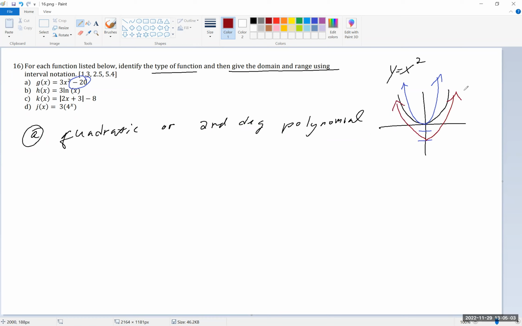And so you should be able to see that for the domain, it still goes from minus infinity to infinity. But for the range, those transformations make it go from minus 20 to infinity. Okay, and let's do the same kind of thing for C.